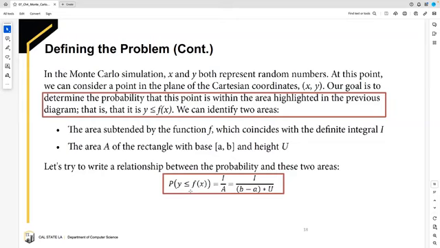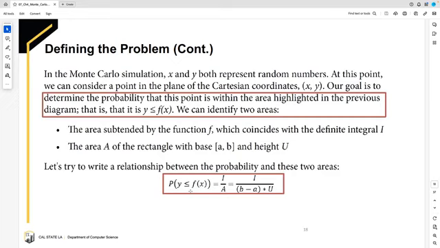So follow me carefully here where we have these definitions. In Monte Carlo simulation, x and y both represent random numbers. So yes, this is a one-dimensional integral. However, we are creating x and y values both randomly. At this point, we can consider a point on the Cartesian plane of x and y. Our goal is to determine the probability that this point is within the area highlighted in the previous diagram, that is, y is less than or equal to f of x.